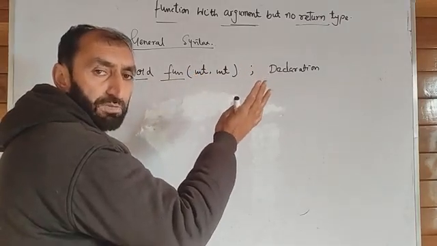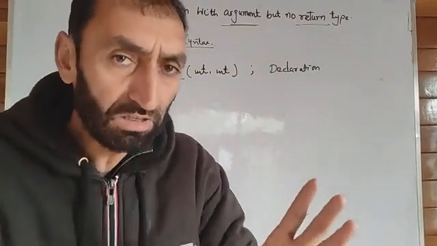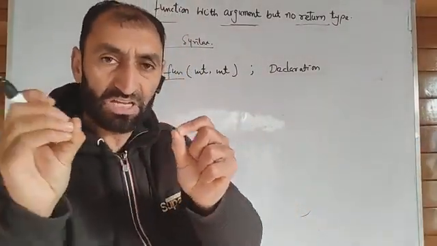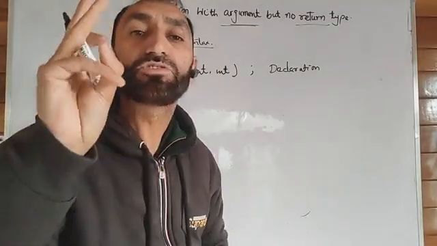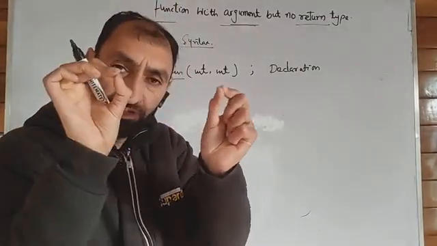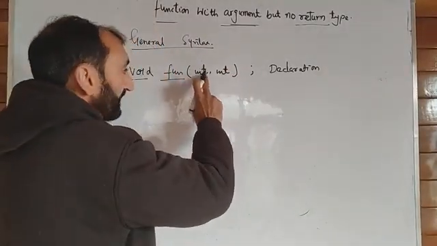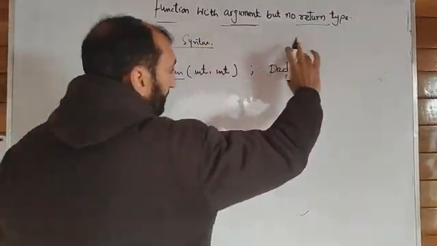For example, if we want to add 2 integers, that means the numbers we pass have data type int. So I have specified here int and int. This is the declaration part.